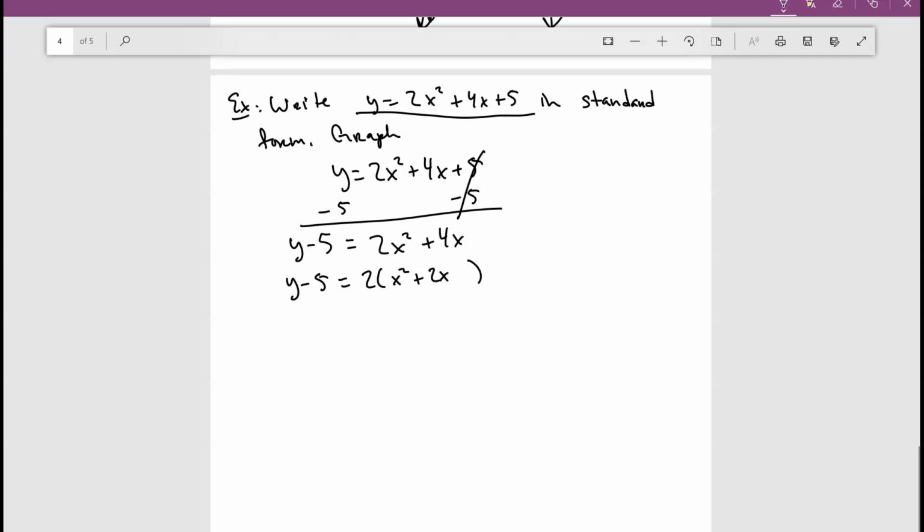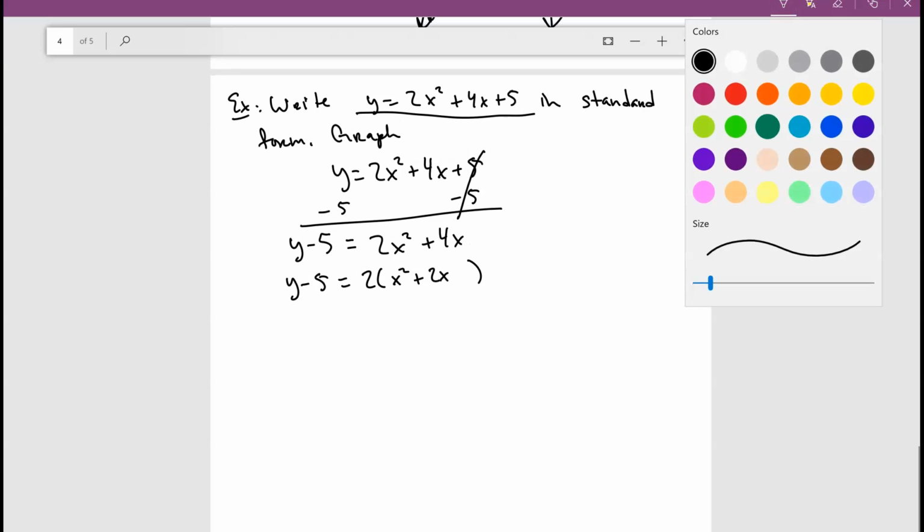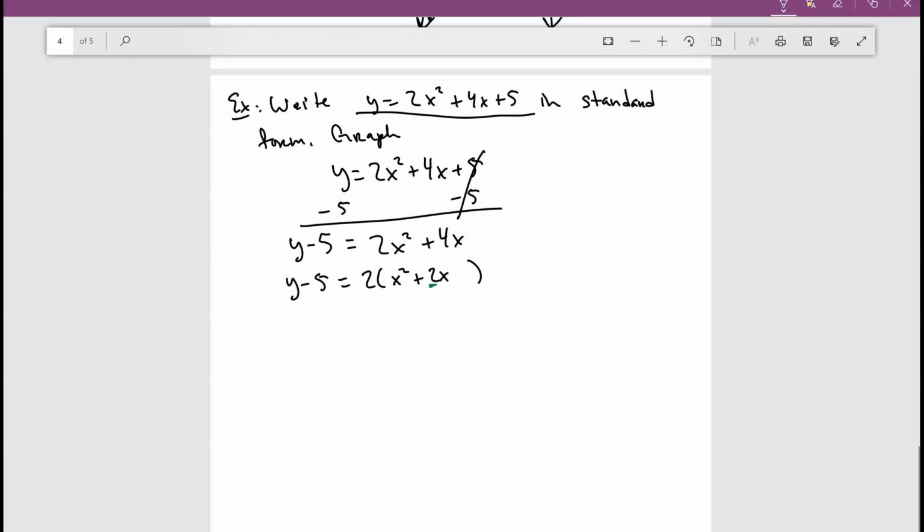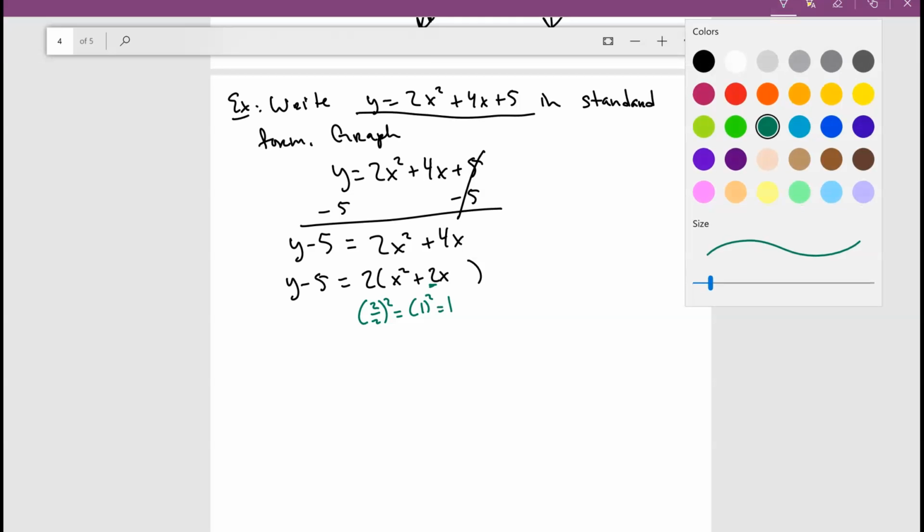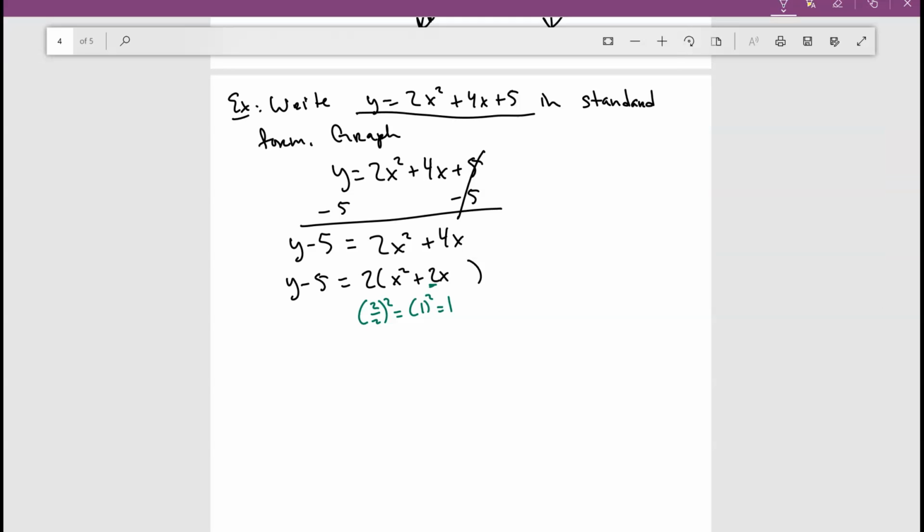Alright, and now what I'm going to do is complete the square. So I'm going to take the middle term, which is this 2, divided by 2, and then square it, which is going to be 1 squared, which gives me 1. So I'm going to add 1 to each side. Watch what's going to happen. I'm going to write it over here.